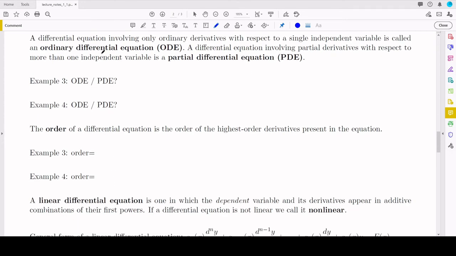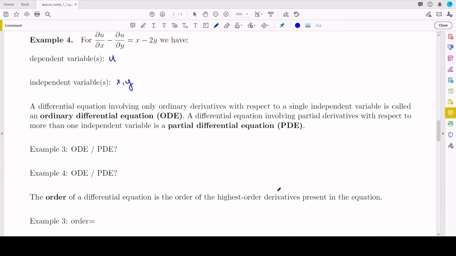Now, a differential equation involving only ordinary derivatives with respect to a single independent variable is called an ordinary differential equation, or an ODE. A differential equation involving partial derivatives with respect to more than one independent variable is called a partial differential equation, or a PDE.